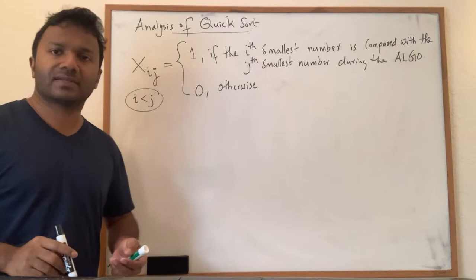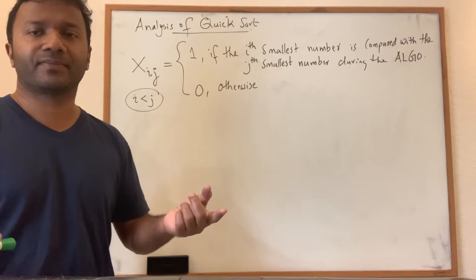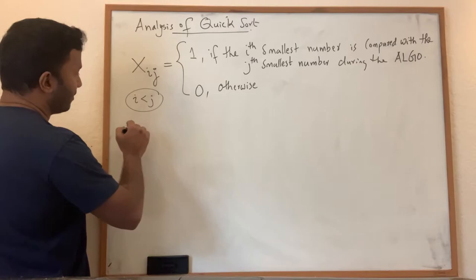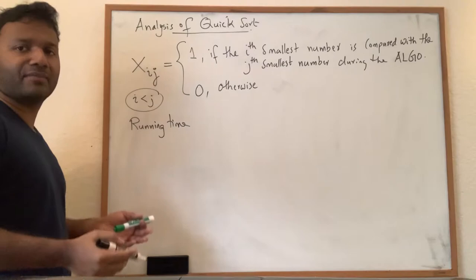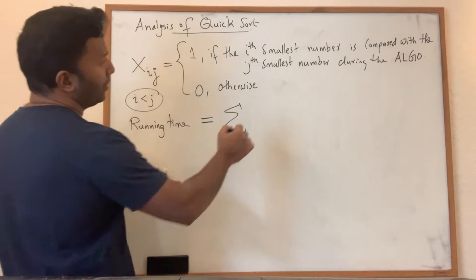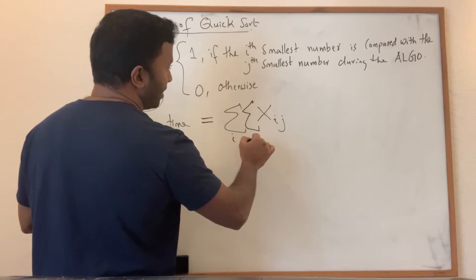And one thing you have noticed is the main operation we do during quicksort is what? We do some comparison, and after we do a comparison, we might do a swap, right? Therefore, the total number of operations can be bounded by the total number of comparisons. So essentially the running time can be bounded by the number of comparisons. So the running time is actually, between all i and j, we want to sum this quantity, for all i and for all j greater than i. That will give us the running time.